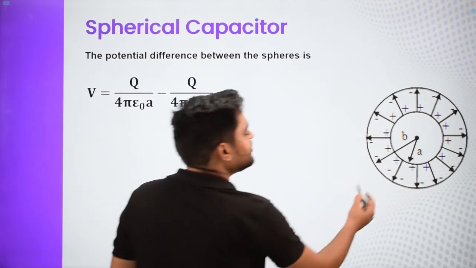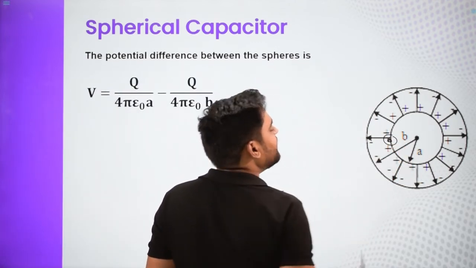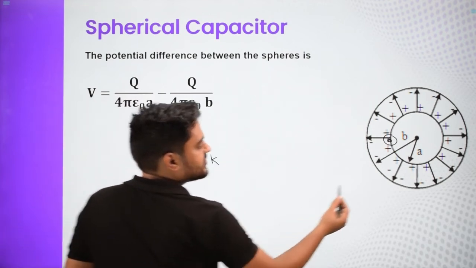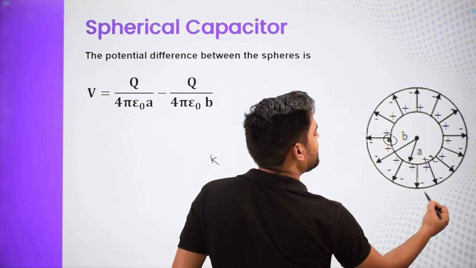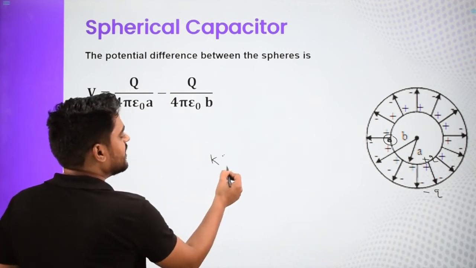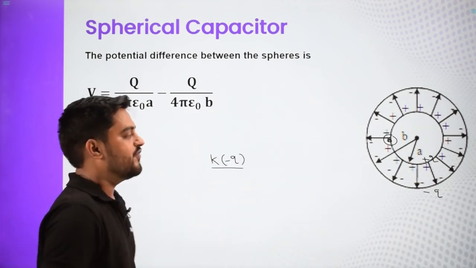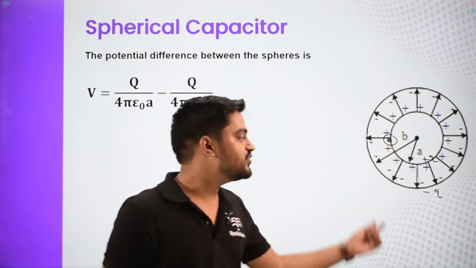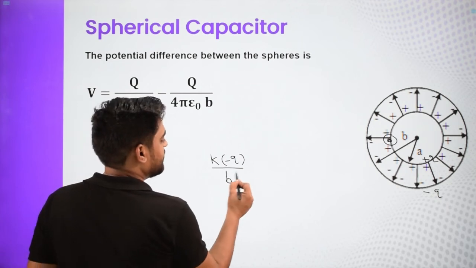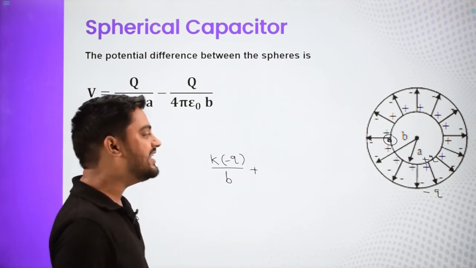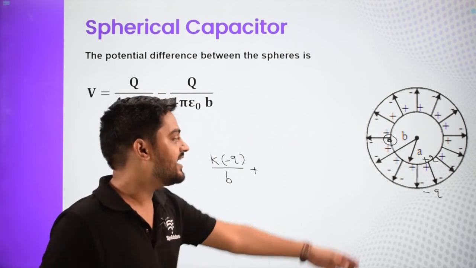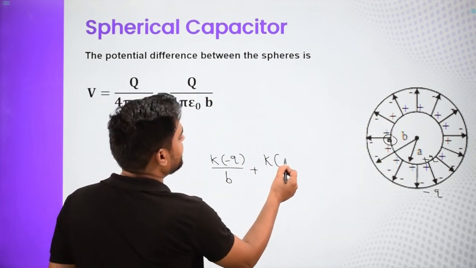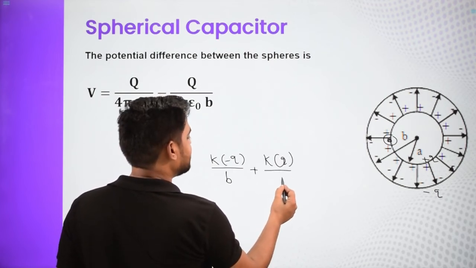So what is the potential at this point? If you see the potential at this point, then due to the outer shell, it is K. So let us say this is having plus Q, this is having minus Q. Due to the outer shell, it is K minus Q by R, and for the outer shell, this point lies inside. And when this point is inside, you use the radius. So the radius is B. Plus the potential due to the inner shell at this point. So this is lying at the surface of the inner shell, so it is KQ by R. So K, charge on the inner one, is just plus Q, by radius, that is simply A.